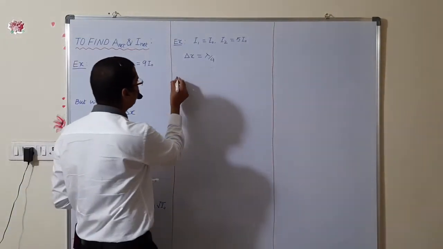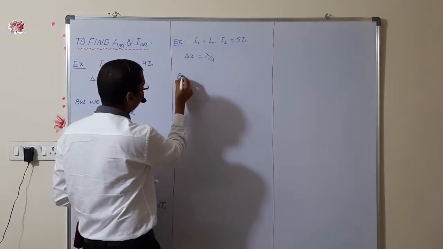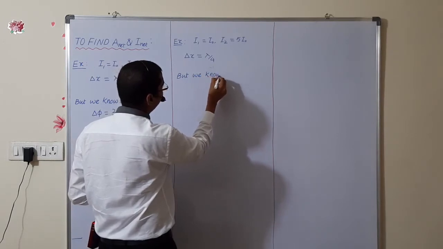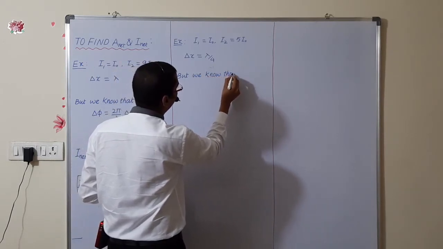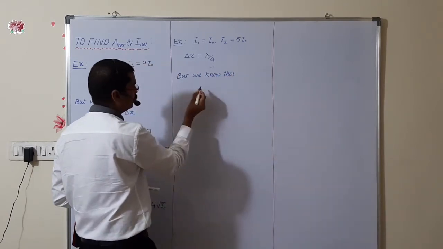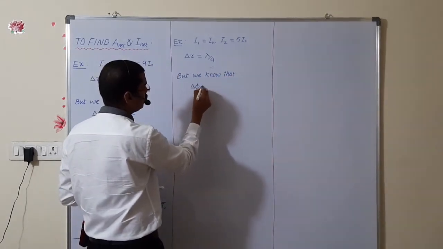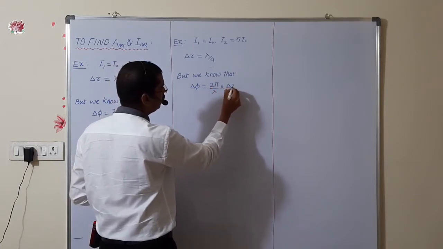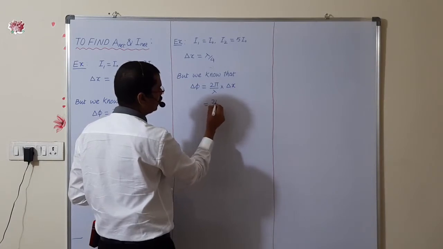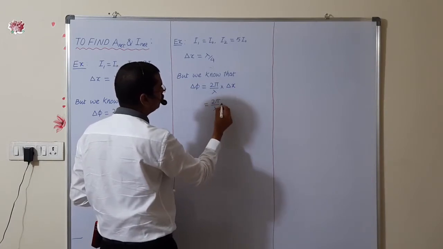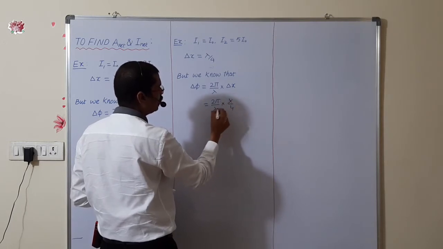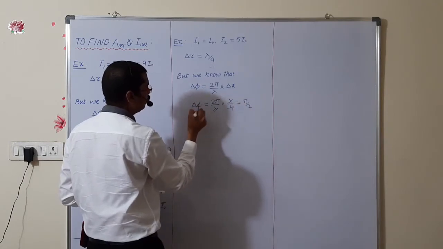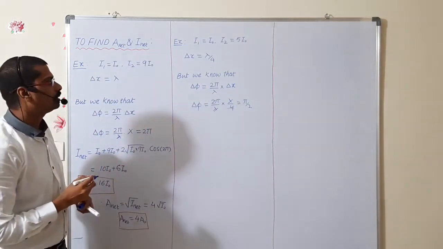Already we know that delta phi is equal to 2 pi by lambda into delta x. If I substitute the delta x value, lambda by 4, lambda cancels inside, and the value is pi by 2. Delta phi value is pi by 2, that is 90 degrees.